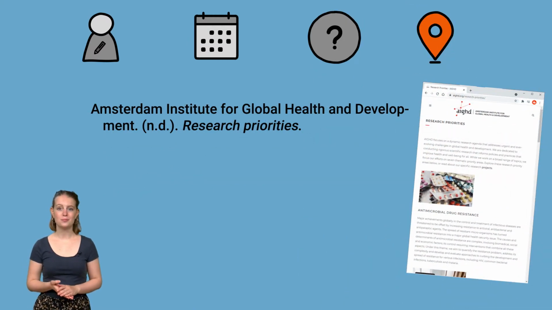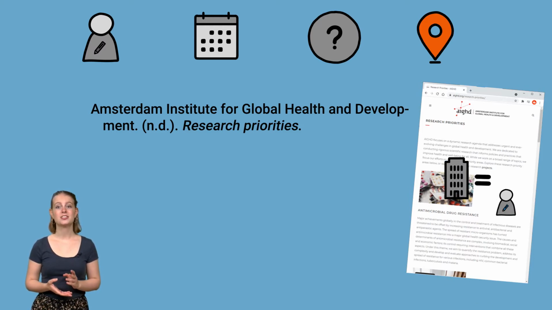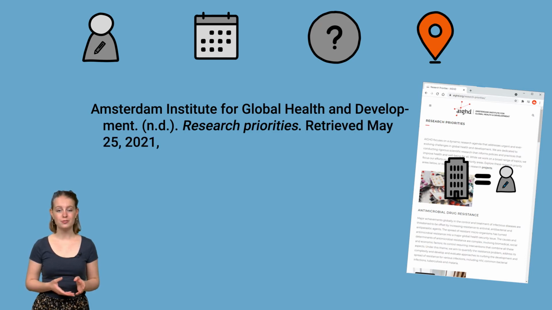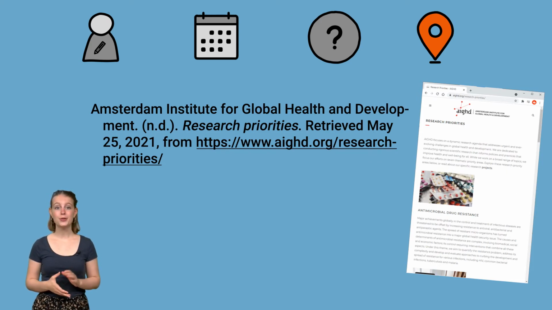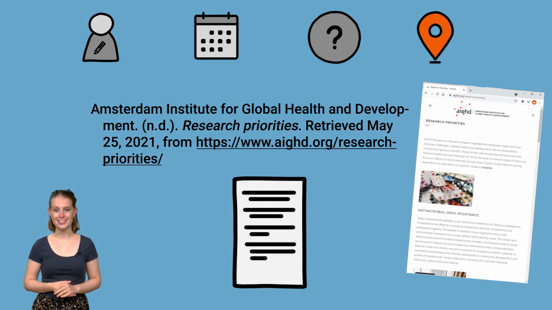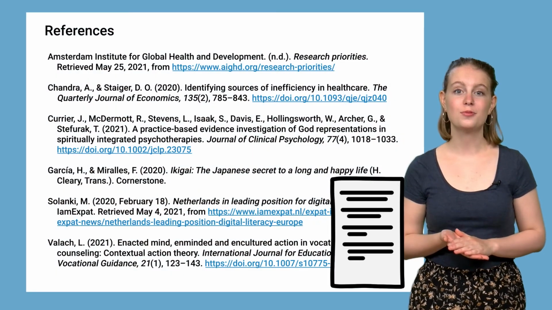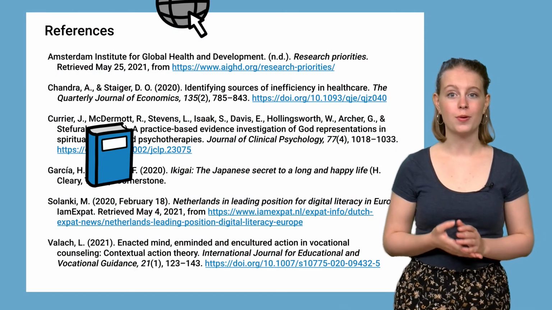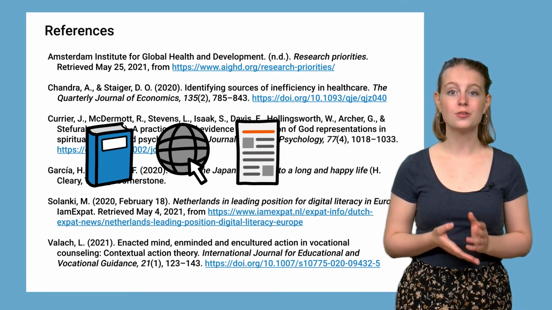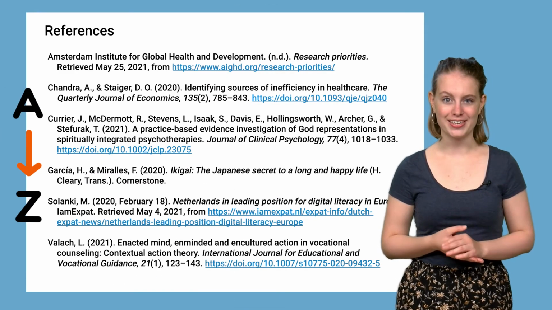The second example can be found at the website of the Amsterdam Institute for Global Health and Development. Since this is equal to the author, you can leave it out and start straight away with retrieved May 25th, 2021 from URL. Now you can add the reference to your reference list. This is an example of a reference list. It doesn't matter if your source is a book, web page, or journal article. All types of sources are mentioned alphabetically.